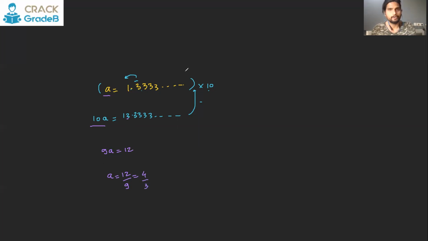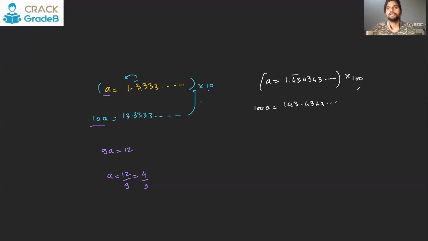This is how you can calculate. Let's take one more example. If I say the number is 1.434343, and you have to convert that into p by q form, this time there are 2 digits after the decimal which are repeating. So we'll have to get both of them on the left hand side. So we'll have to multiply it by 100.